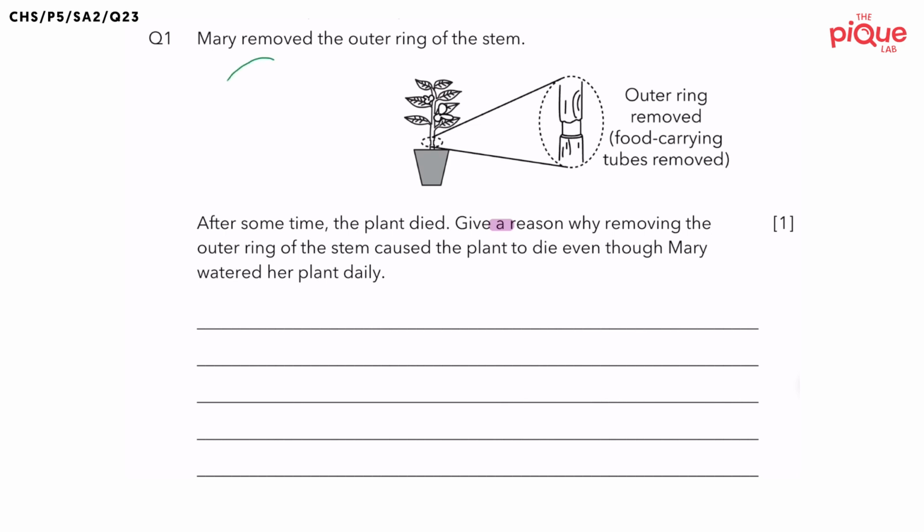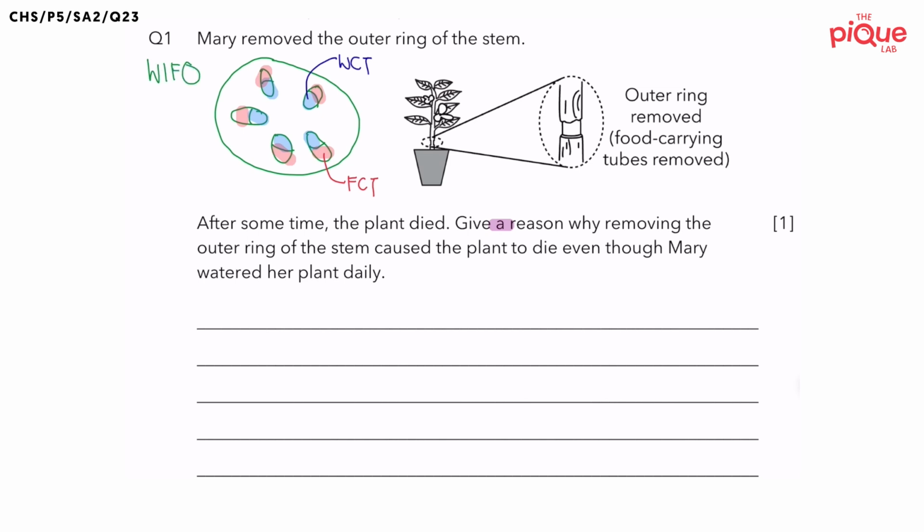Okay, so let's draw out the stem together. And how are the tubes arranged? The tubes that are found on the inside are your water carrying tubes, and the tubes that are found on the outside are your food carrying tubes. And what is the acronym that we can use to help us remember the arrangement of the tubes? We can use the acronym WIFO, which stands for water inside, food outside.